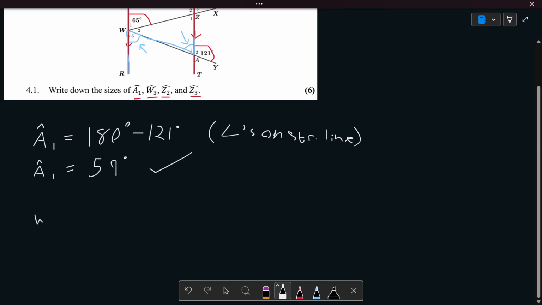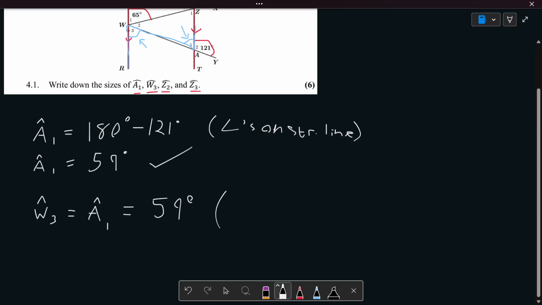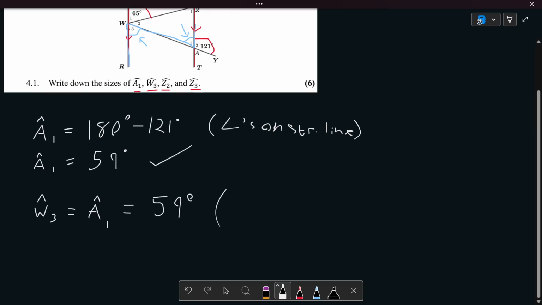So angle W3 is going to be equal to angle A1, which is equal to 59 degrees, as we know already. And the reason we're going to use is the parallel lines, which they give us, which is QWR. But first we need to state which reason we used. Remember, we used the angles that were alternate to each other. So we can say that alt angles are equal.